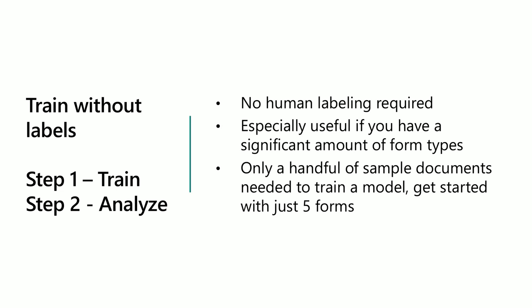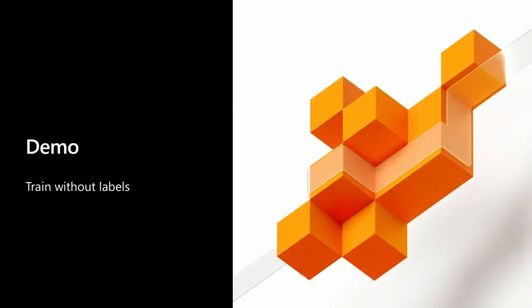So when you train with that, the first thing you can do is train without labels. There's no human labeling required. It's especially useful if you have a lot of types. So if you have a lot of types and you don't want to do any human work, you can train with 5 sample forms. It's only a handful of forms that you need to bring, 5 from the same type, to get started with Form Recognizer. And let's see our first demo and how it works.